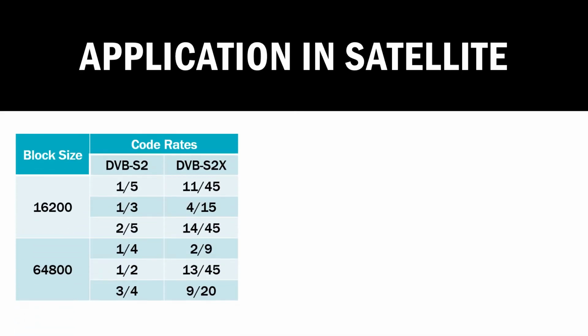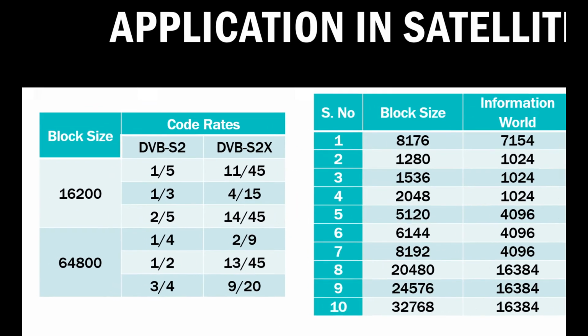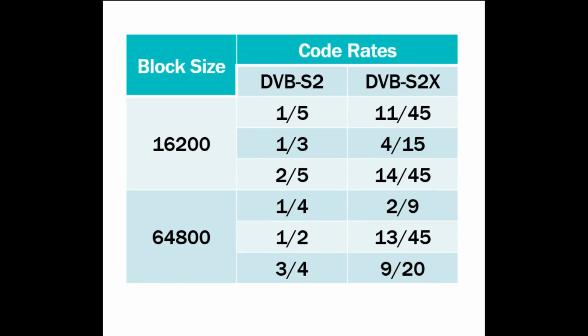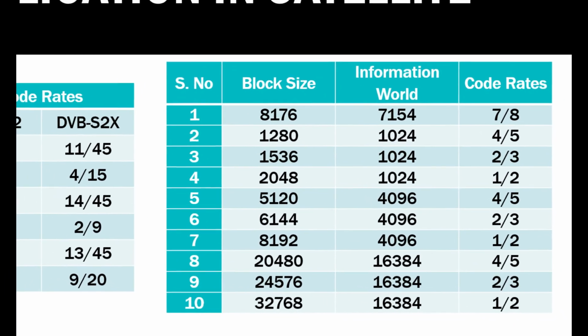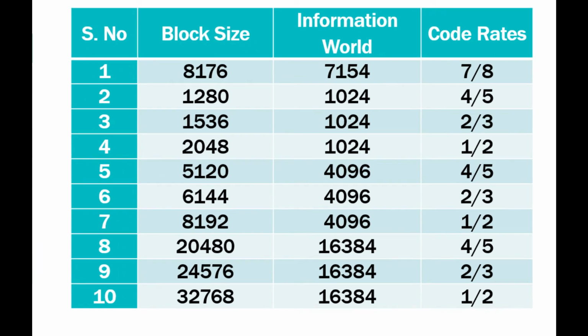For example, we can see that the code rates of DVB-S2 are supported by 1/5, 1/3 and 2/5 code rates for a block size of 16,200, while empowered by 1/4, 1/2 and 3/4 code rates for the block size of 64,800. This is the list of code rates available for near Earth or deep space communication that we have used today.